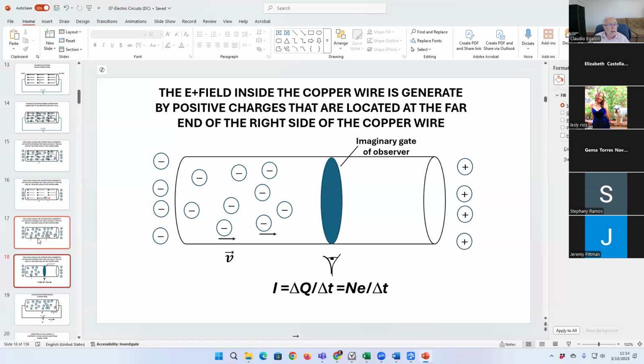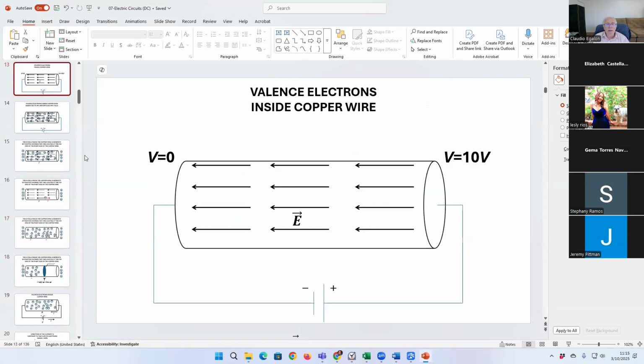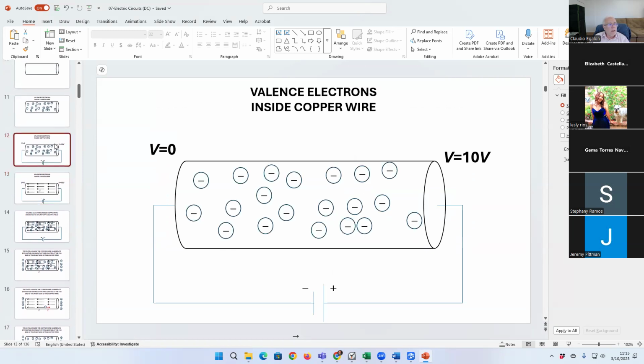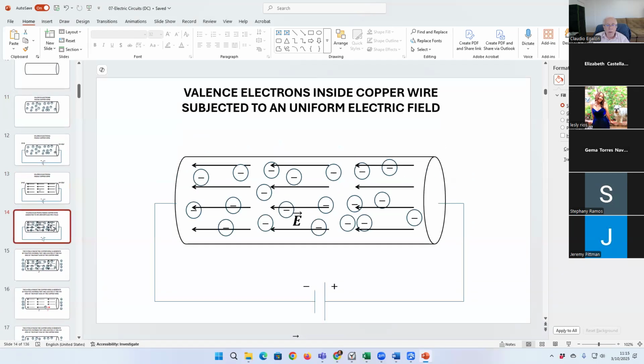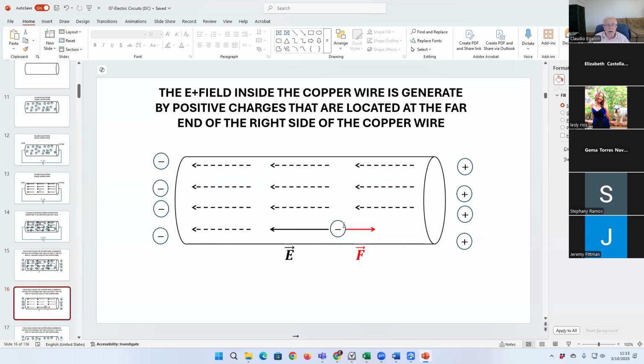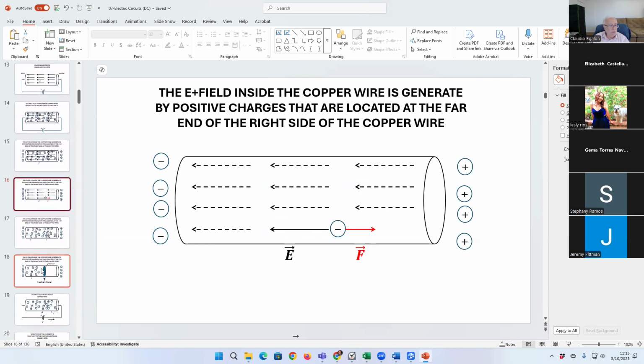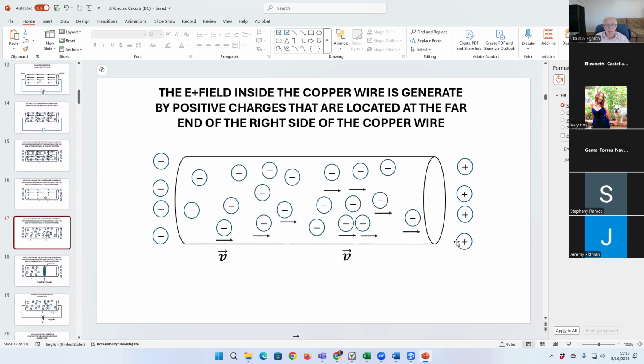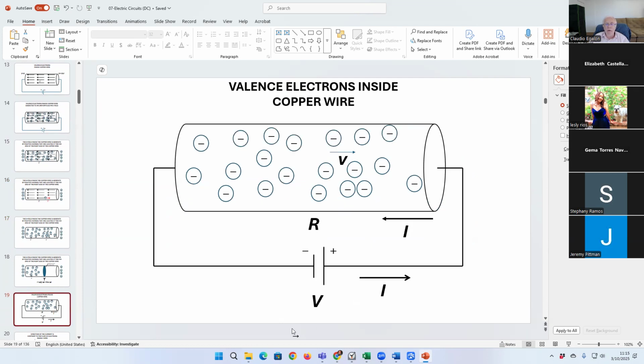So if we go back here to my circuit, let's see. Even though the negative charges are moving from the left to the right, if the charges were positive, they would be moving from the right to the left. And the direction of flow of the current in the circuit would be counterclockwise. Okay, that's the direction of flow of the current. Counterclockwise from the negative to the positive in the battery.